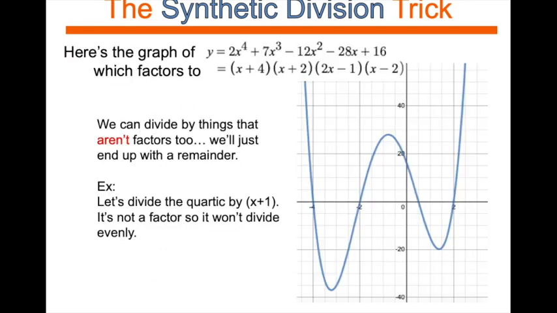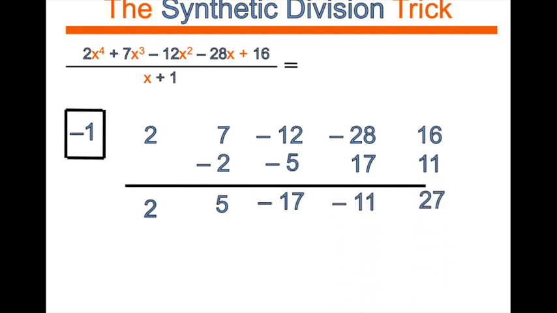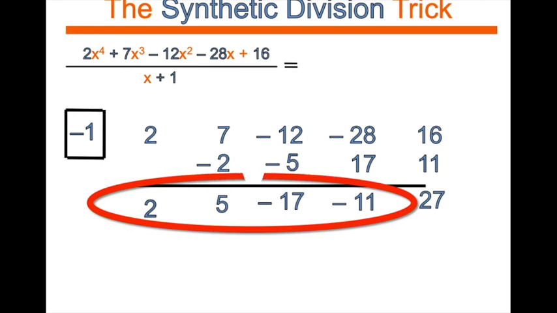Is there always a remainder of 0? No, of course not. You can divide by anything you want. Those just happen to be the 4 values that would give you 0 remainder. But you can divide by other things. Like if I divided that polynomial by x plus 1, I could put minus 1 in the box, copy down my leading coefficient, multiply by the number in the box, add that column, and repeat across. This time, there's my quotient, but this time I have a remainder of 27.